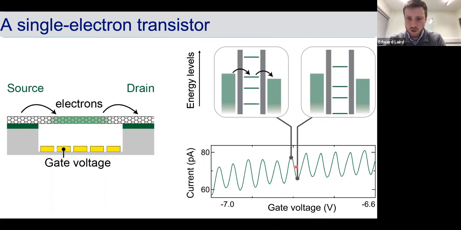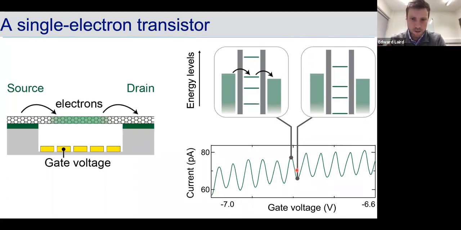So every time it goes through a cycle, this corresponds to adding 1 electron to the island. And you can see now that this is a transistor. It's a transistor because its conductance depends on the gate voltage. And it's a single electron transistor because the entire cycle of being turned on and off again corresponds to 1 electron being added.